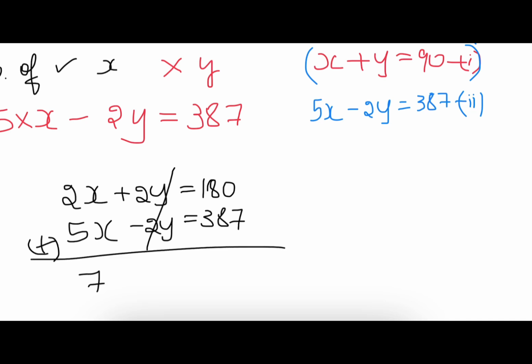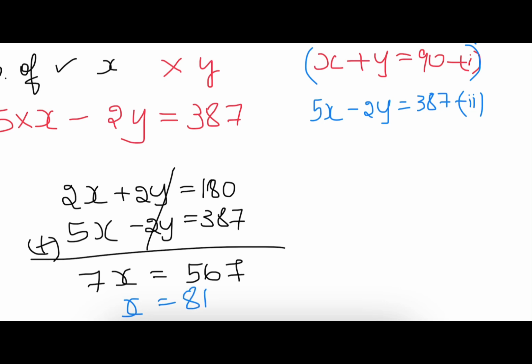So what do we get? 7x is equal to 567. We should be very careful in simplification, because even if we know the procedure, if we fail at the simplification, our answer will not be correct. So the value of x is equal to 81.